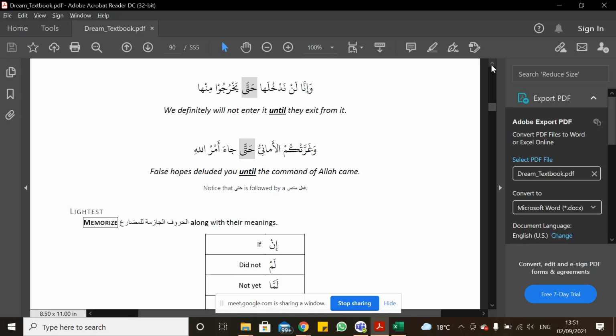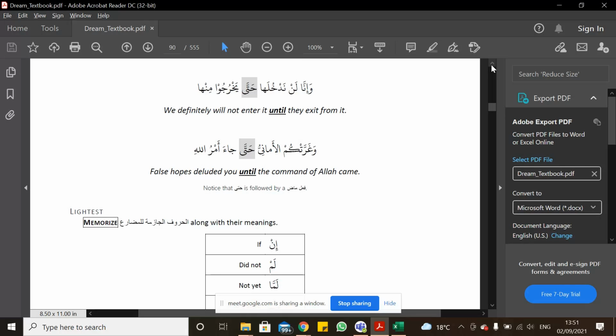And what is ha? Ha is he, she or it. So we will not enter it. We will not enter it, and then we have another hatta.